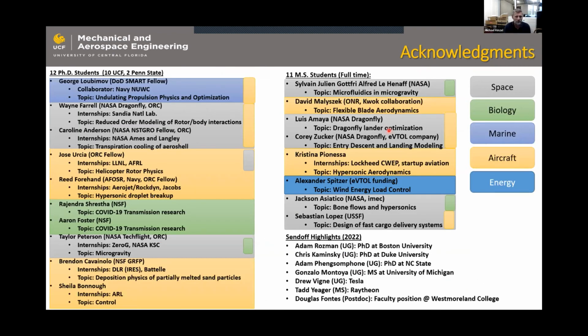On the last note, these are some of the acknowledgments in terms of students working with me. We've been able to get a pretty good team, very diverse in terms of fields, that's been really driving most of this research.